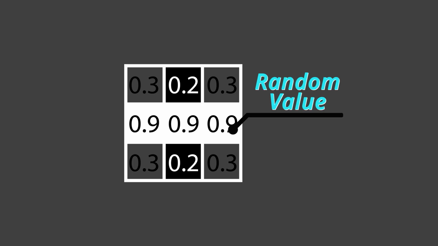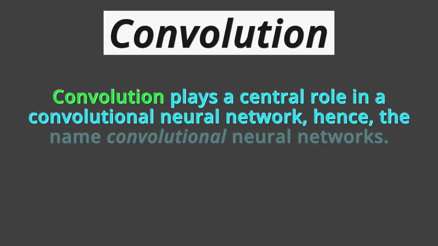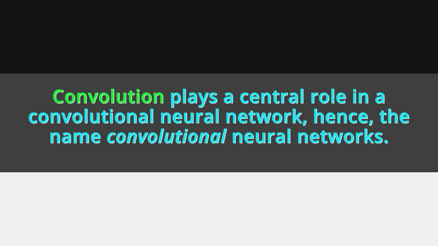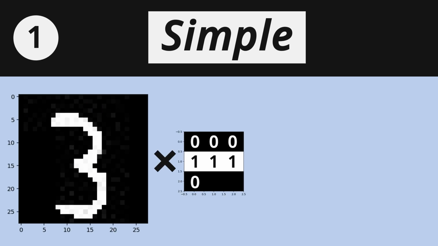Performing these repeated dot products in this manner is known as convolution. Convolution plays a central role in a convolutional neural network, hence the name convolutional neural networks. To understand why, let's take a look at 2 examples, one simple and one slightly more complex. I'll start with the simpler example. Say that this is the input image and we apply this filter to it.